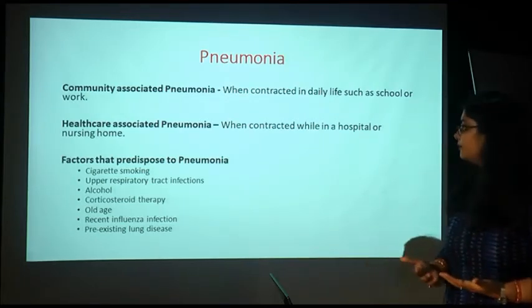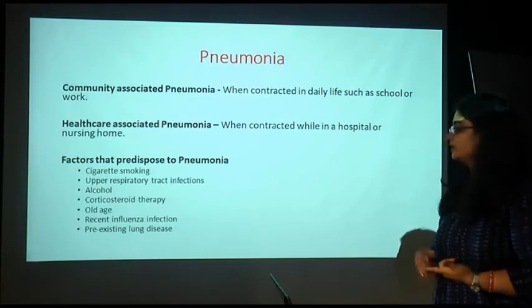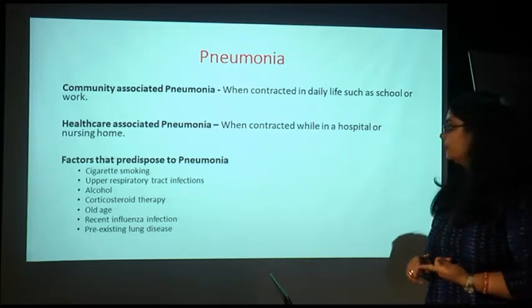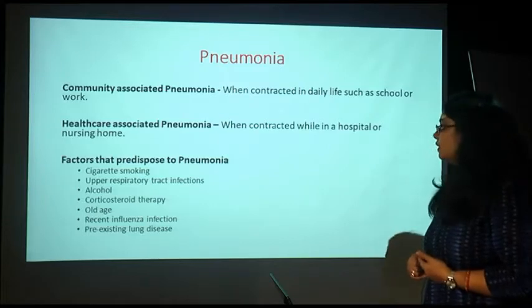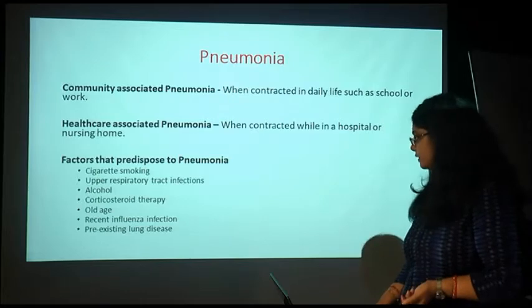What are the factors that predispose to pneumonia? Cigarette smoking, upper respiratory tract infections, if you already have rhinitis, alcohol, and corticosteroid therapy. Corticosteroids basically suppress the immune system. Also old age, recent influenza infection, and pre-existing lung diseases.